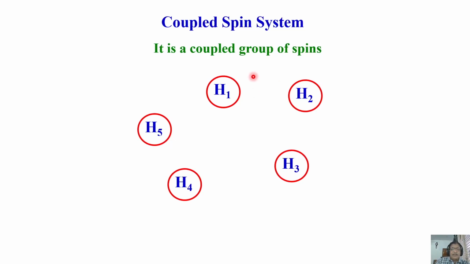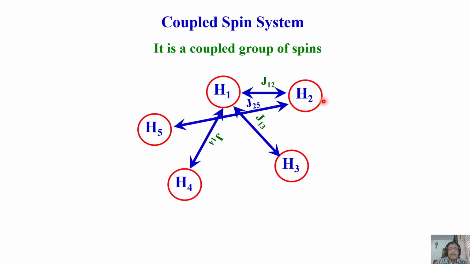Let me concentrate on proton 1. It can have a coupling with proton 2. It is possible. That is called J12 coupling. This can have a coupling with this one. That is J13. It can also have a coupling with this one. It is J14. And 2 can have coupling with 5. 5 can have coupling with 3. 2 can have coupling with 3. 3 can have coupling with 4. 4 can have coupling with 5.